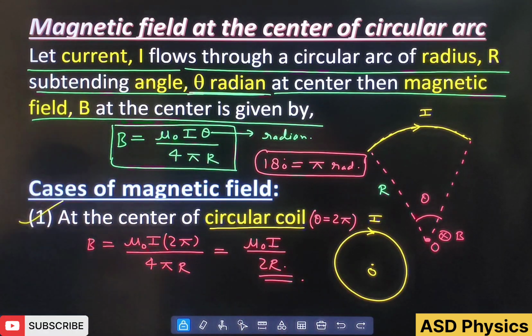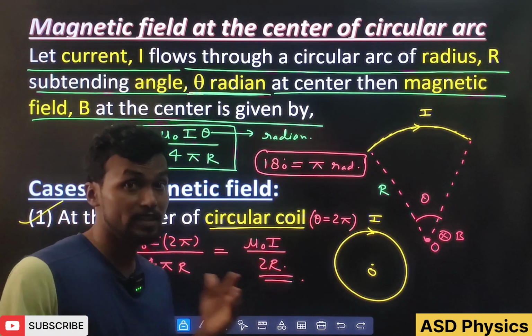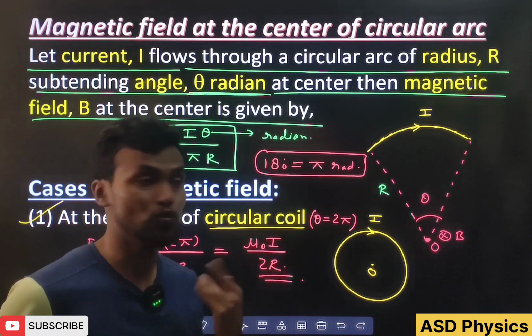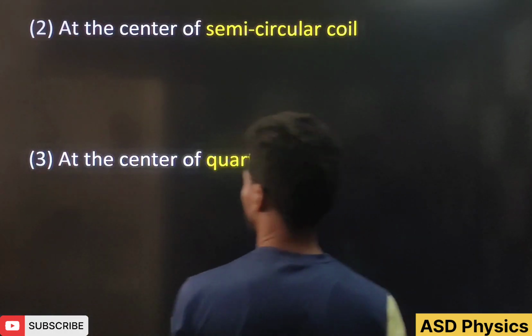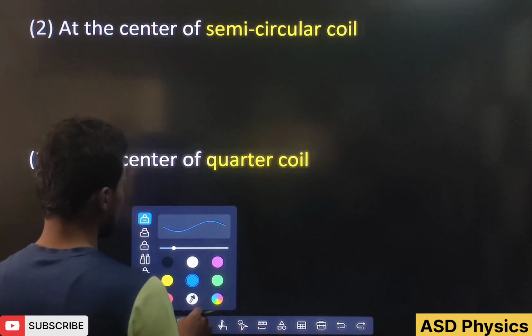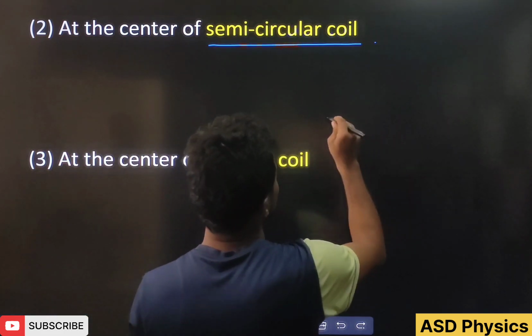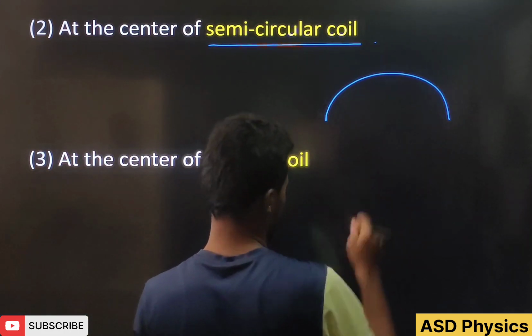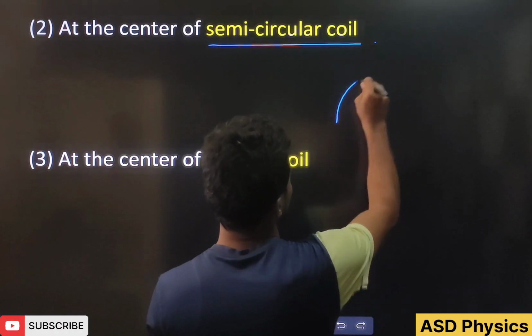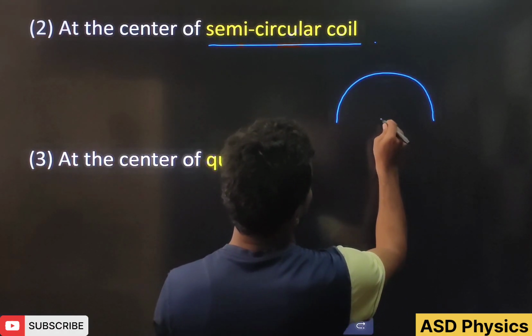I have done the derivation also before. So due to a circular coil, remember that we have to use in a question: mu naught I by 2r. Similarly, if we talk about the next one, what is given here? See, at the center of a semicircular coil. Which kind of coil is this? A semicircular coil like this. Let me draw here.